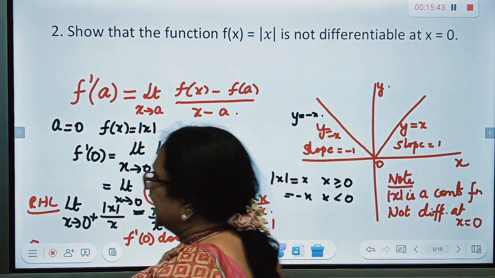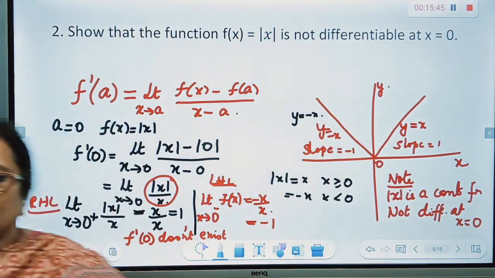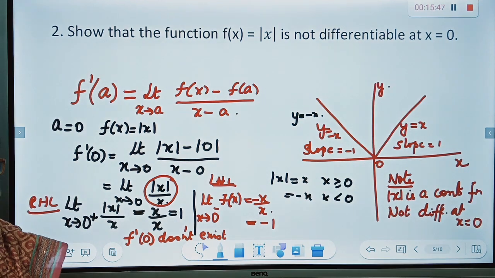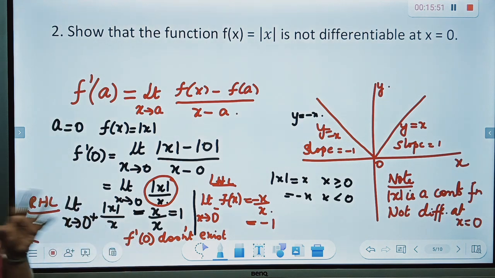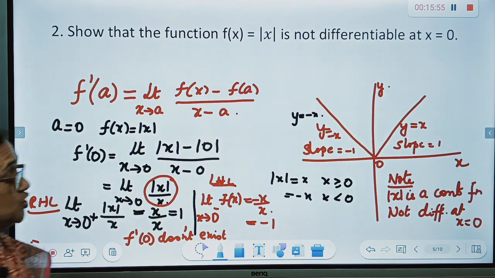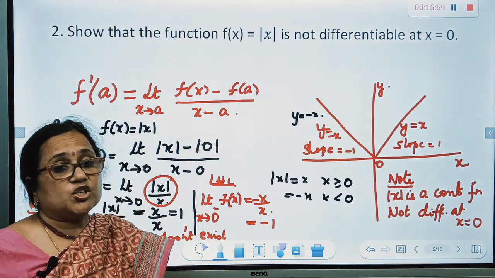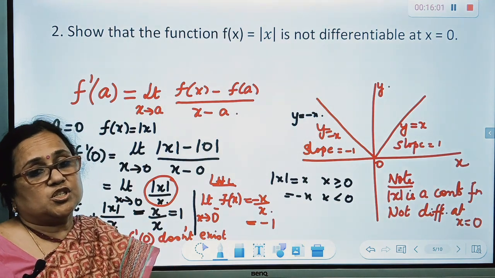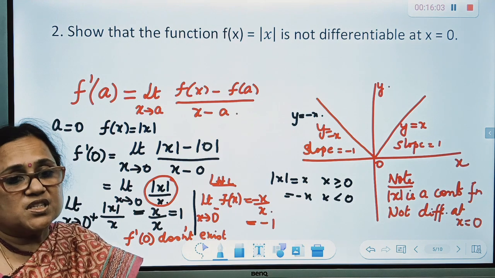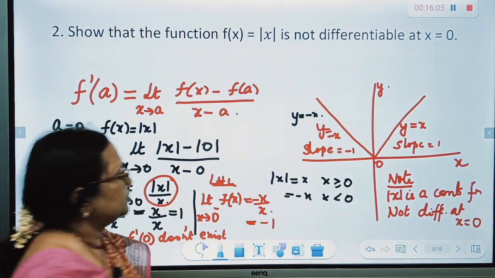So this is a very classic example, and since you have been dealing with modulus function so often, this is one example where you can clearly understand the difference between continuity and differentiability and the connection between continuity and differentiability. What is the connection? All differentiable functions are continuous, but the converse is not true.